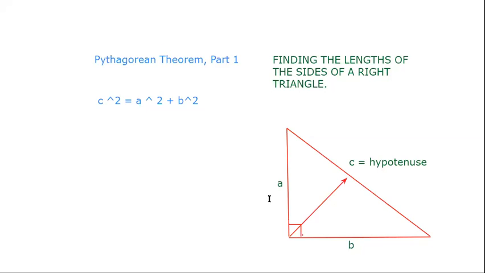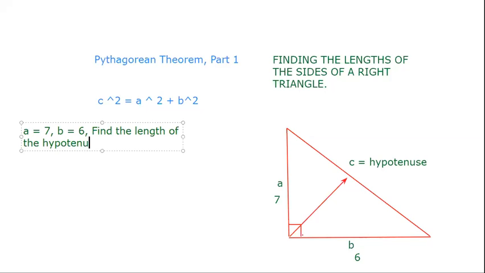So let's say A is 7, and let's say B is 6. And we need to find C. So A equals 7, B equals 6. Find the length of the hypotenuse. So we have C squared equals 7 squared plus 6 squared.